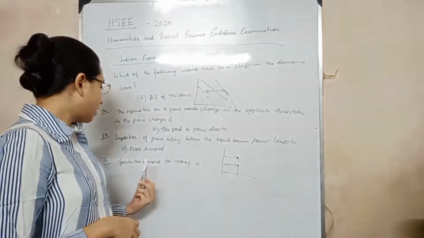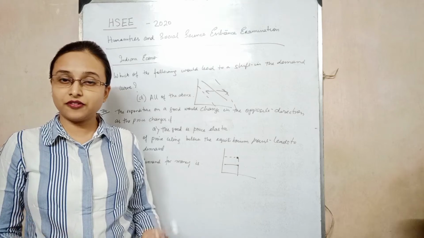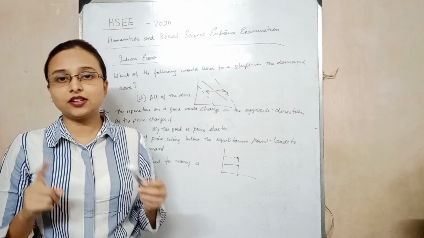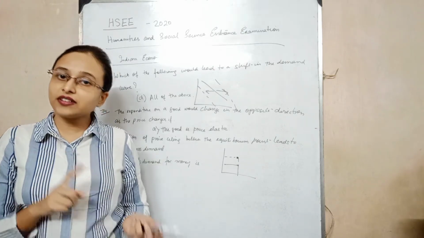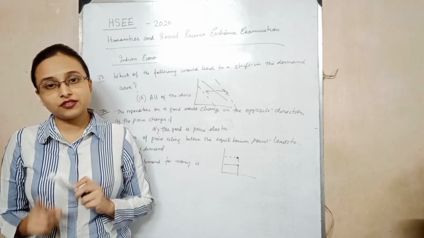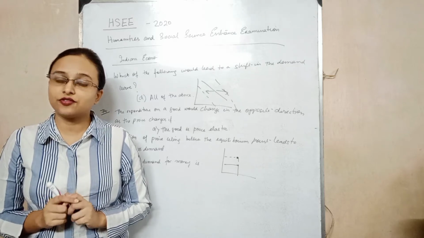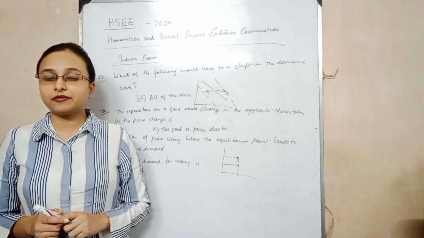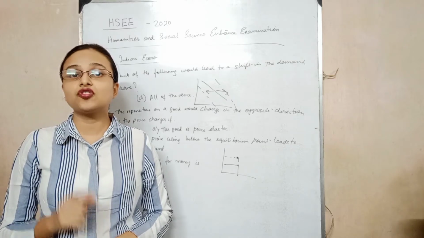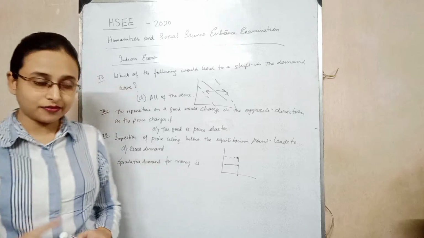Now, speculative demand for money is, what is the first option? Directly related to interest rate, inversely related to interest rate, neutral to interest rate, and fourth, proportional to the interest rate. Now let me explain to you. It will be option B, which is inversely related to interest rate. Now why? I will explain to you.